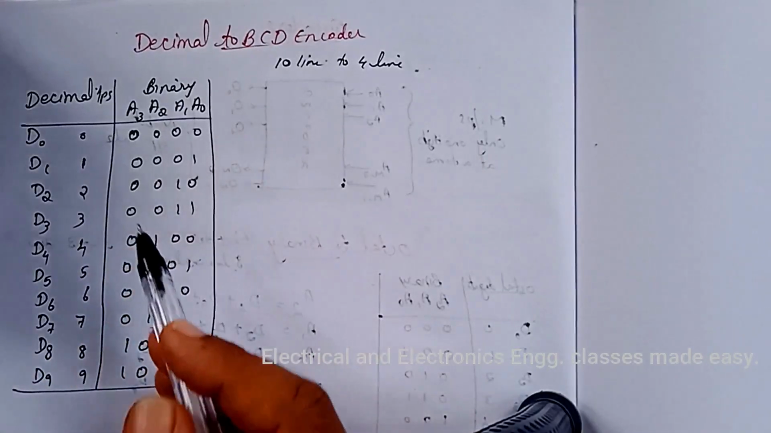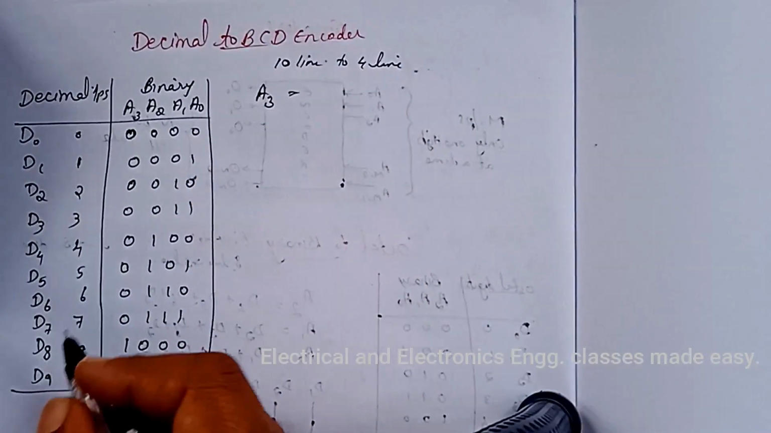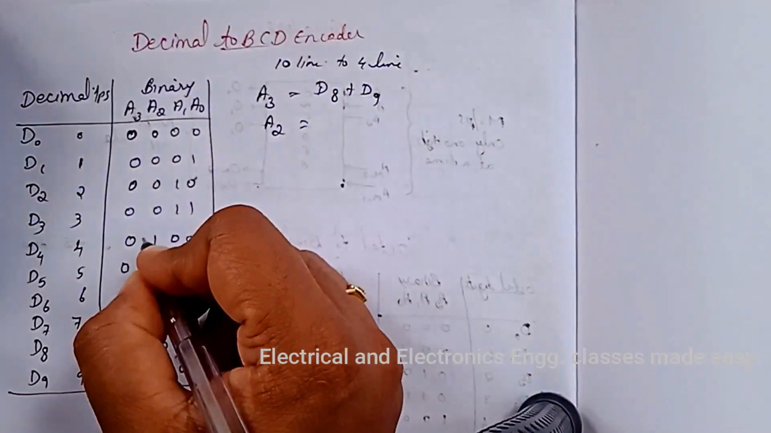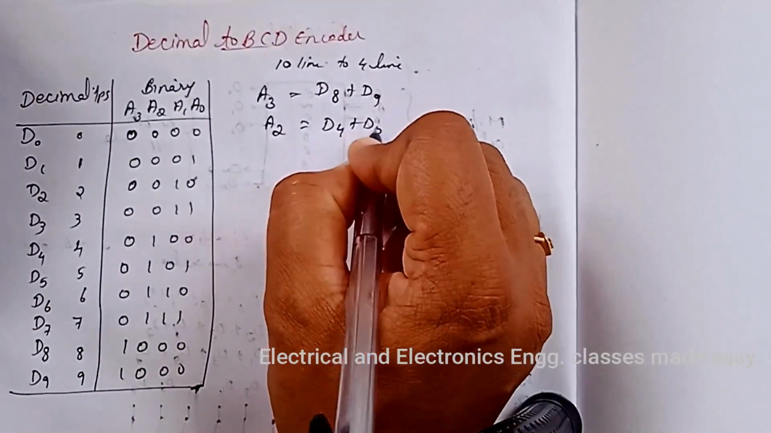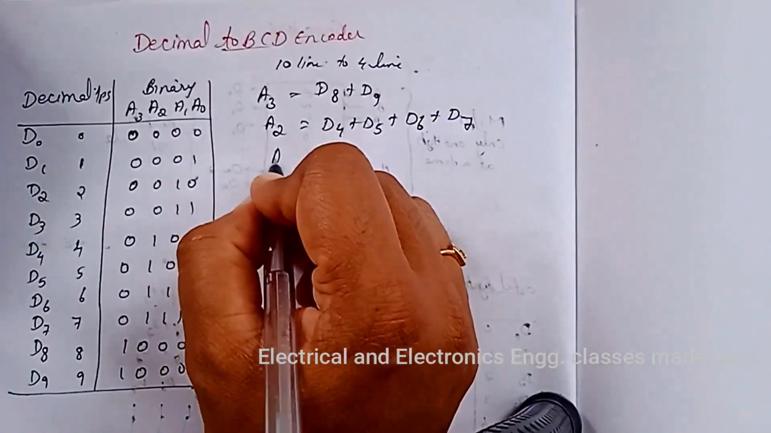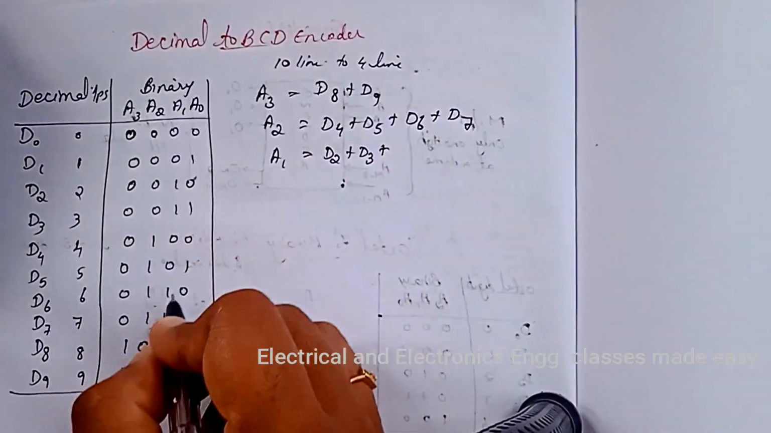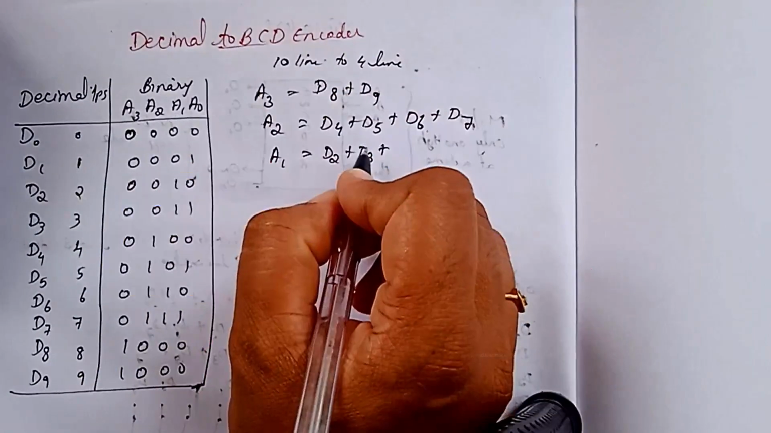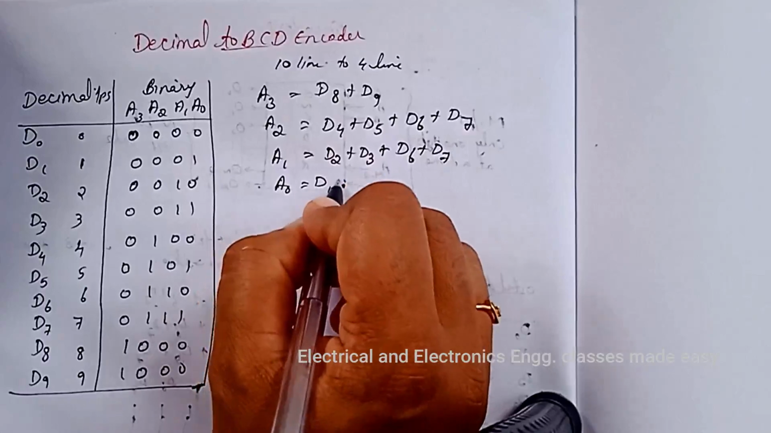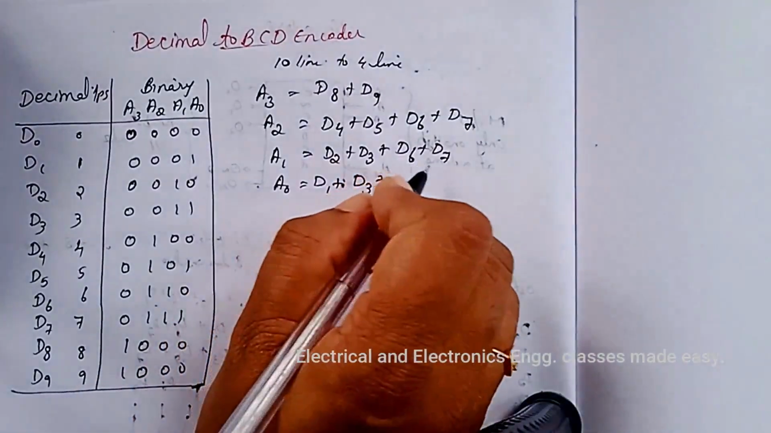So we can write the outputs. A3 is equal to D8 plus D9. Next A2. A2 is equal to D4 plus D5 plus D6 plus D7. And A1. A1 is equal to D2 plus D3 plus D6 plus D7. And A0 is equal to D1 plus D3 plus D5 plus D7.